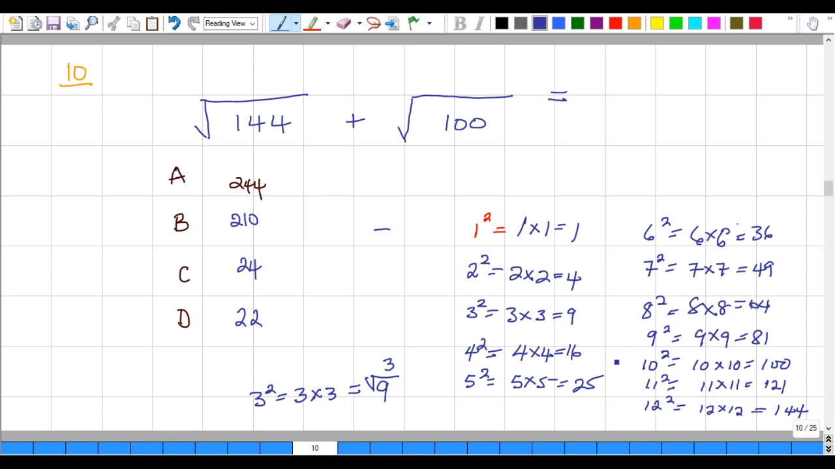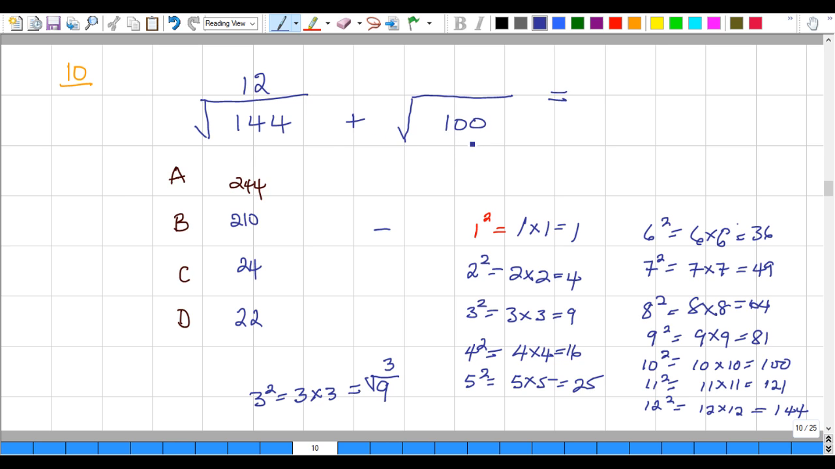So using this information now, let's answer the question. The square root of 144, one of the original numbers that was multiplied, would have been what? 12. So 12 times 12 would have given us 144. That 12 is the original number.